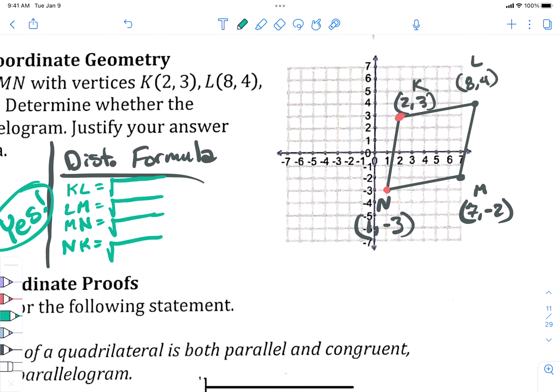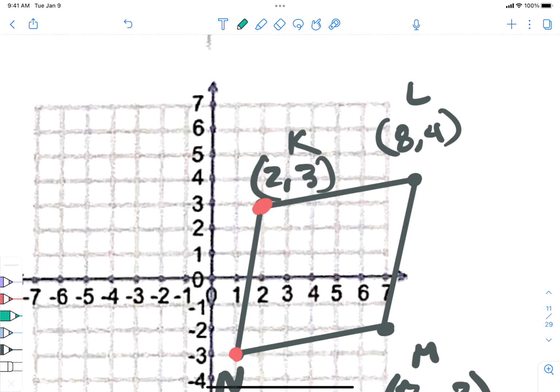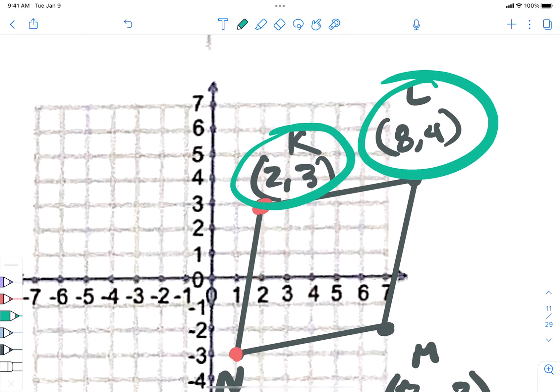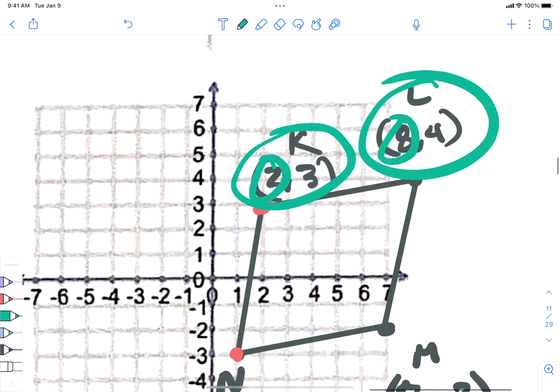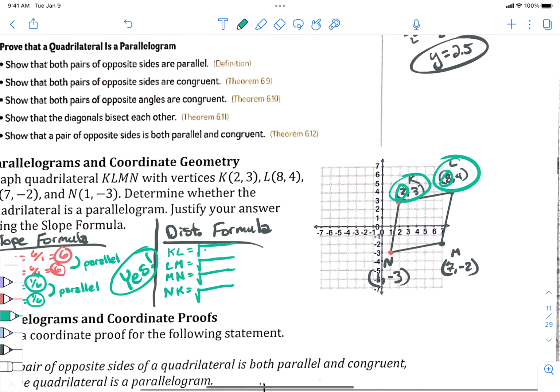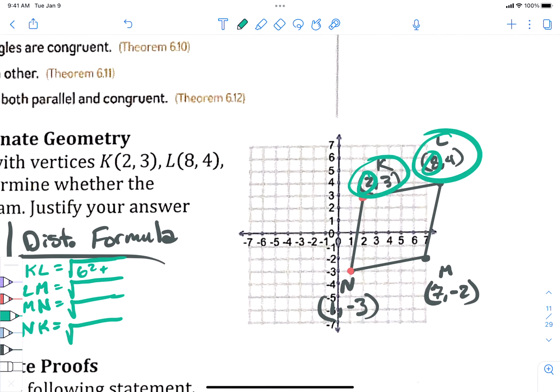You remember doing that? If we're going K to L, we're looking at this point versus this point. How many units are we going in the X direction? Over 6, right? From 2 to 8, that's 6. So we do 6 squared plus... How many units are we going in the Y direction? From 3 to 4 is 1, so 1 squared. 6 squared plus 1 squared is the square root of 37. Is that right? Yes? Okay. So we're just going to leave it as the square root of 37. You don't have to convert it.